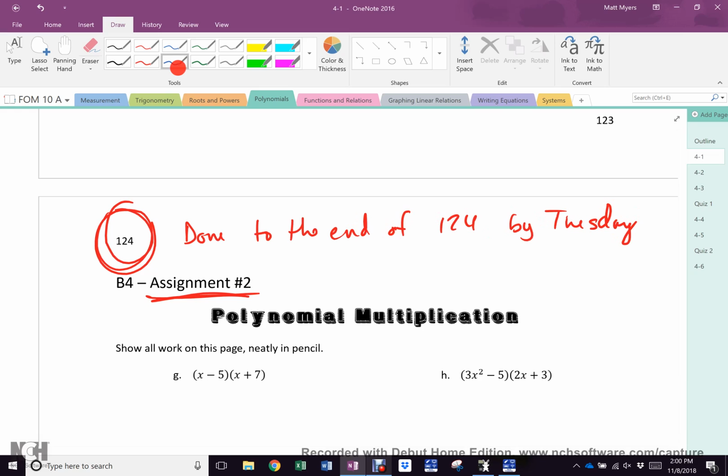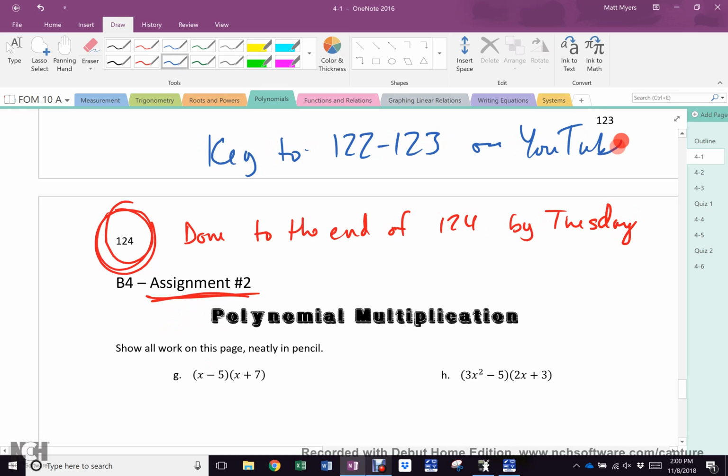But I don't want you to do this for marks if you're not doing it correctly, yes? So I'm going to show you the key to 122 and 123 on YouTube, so you can check that you're doing it okay. If you're even a little bit worried, right? There's no real reason to be a little bit worried, is there? I mean, it's just multiplying, right? Yeah. Okay. Everybody's good?